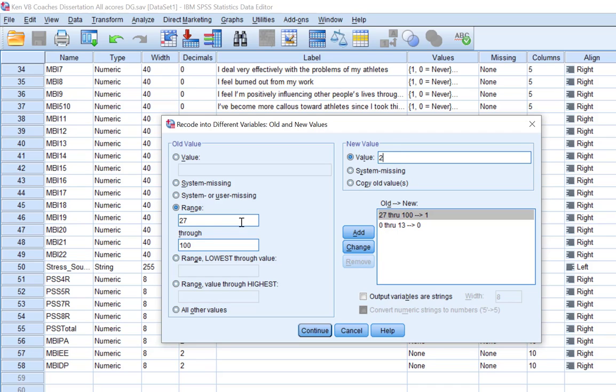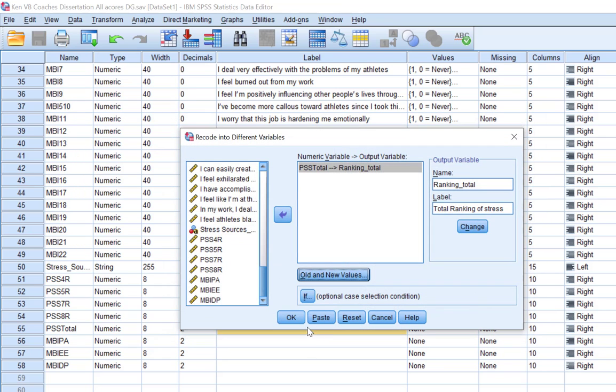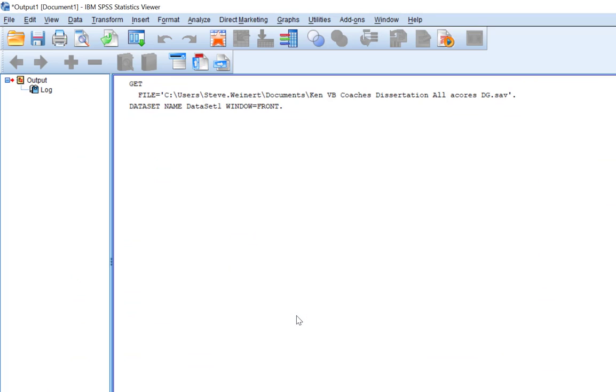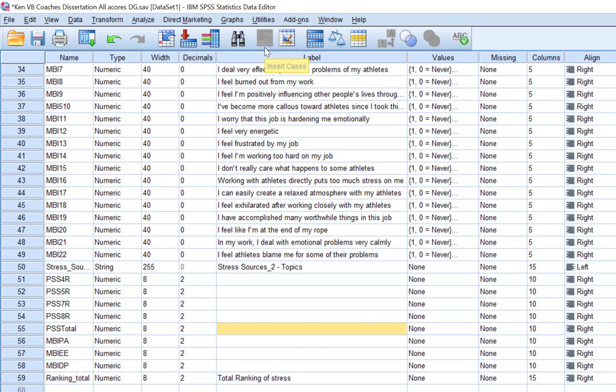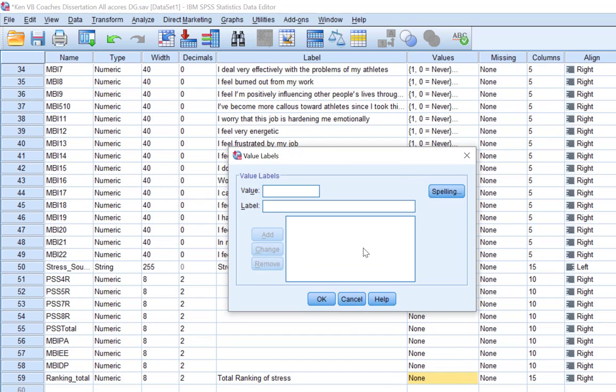And what's medium? 14 to 26. Okay. So now it's going to spit out 0, 26. Yeah. Got it. And then that's how we'll get our frequency. Yeah. So we can do that and hit continue and hit OK, and it's going to create a new variable. And so total ranking of stress, and we're going to put labeled cases 1 or 0.